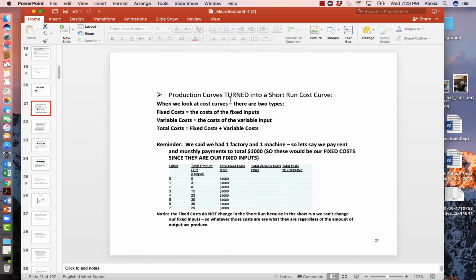I'm assuming you've watched the video on product curves. And now what we're going to do is quickly show how we take the product curve information and put it in, and start figuring out what cost curves look like.